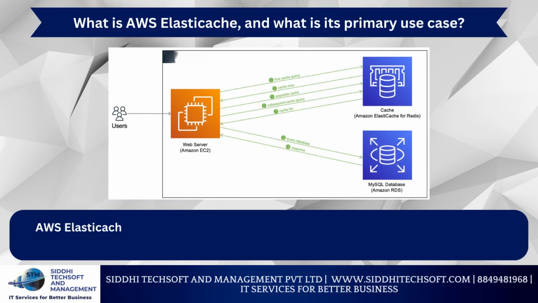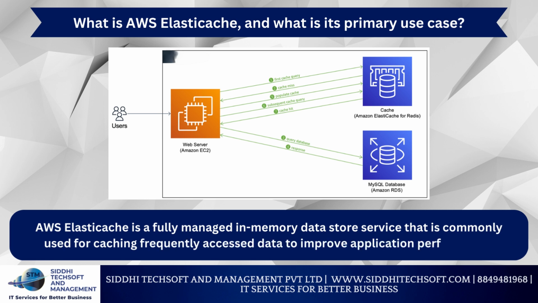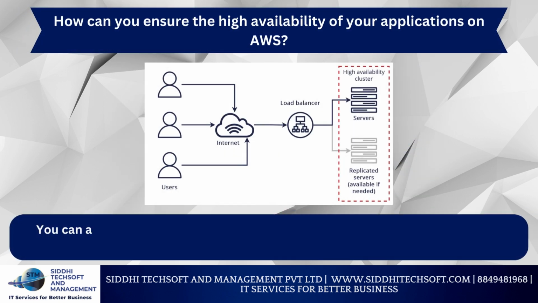What is AWS ElastiCache, and what is its primary use case? AWS ElastiCache is a fully managed in-memory data store service that is commonly used for caching frequently accessed data to improve application performance. How can you ensure the high availability of your applications on AWS?